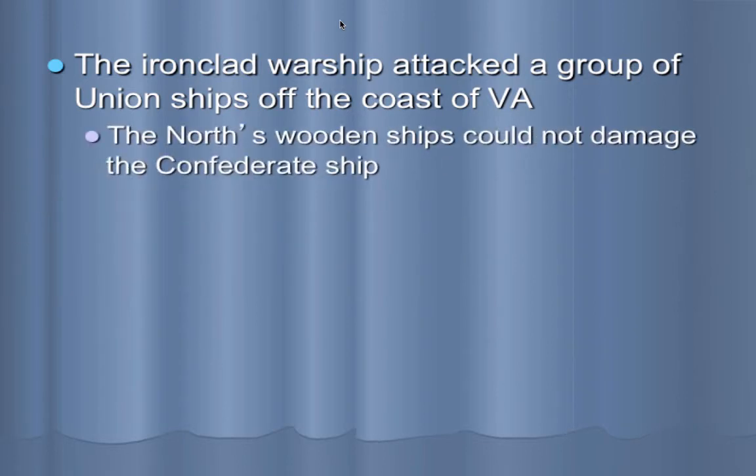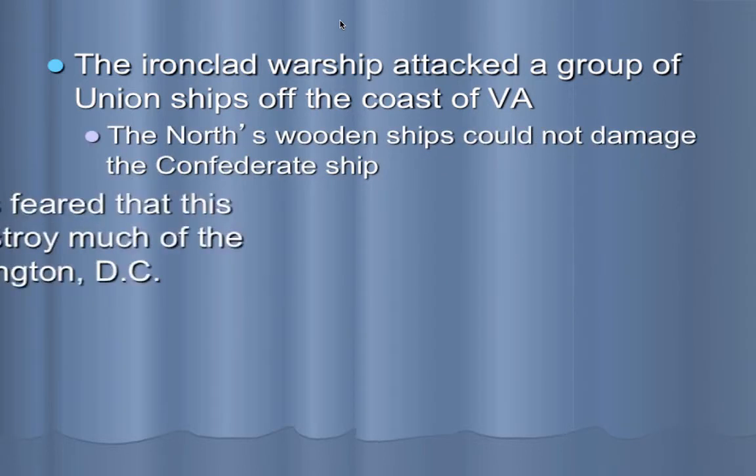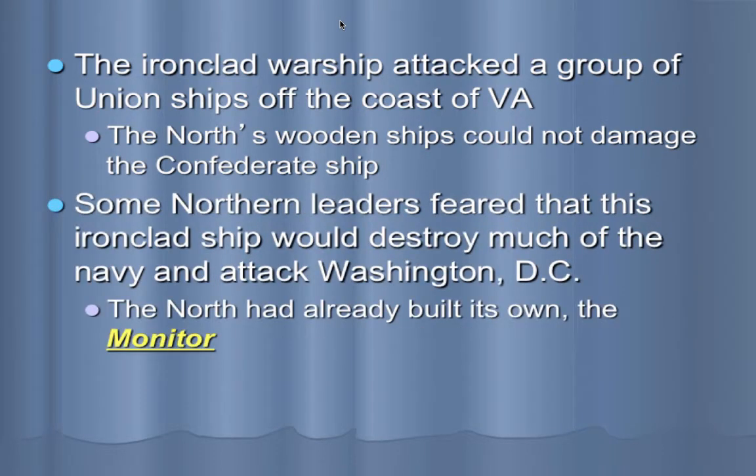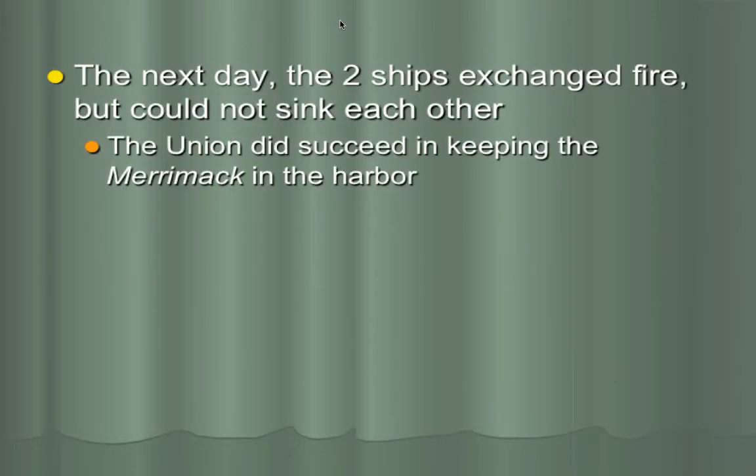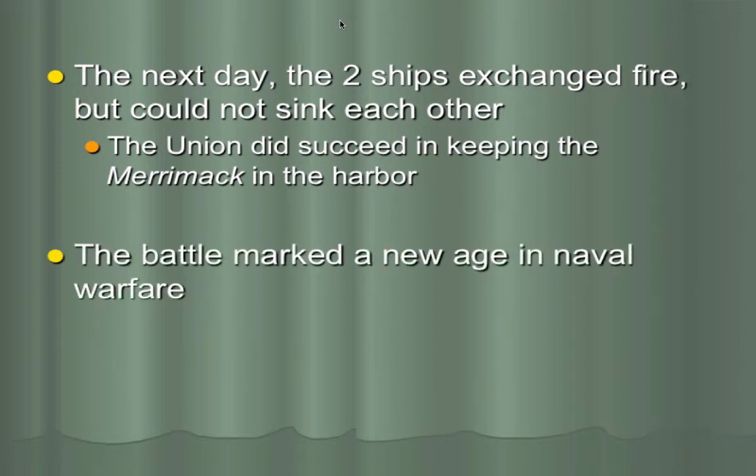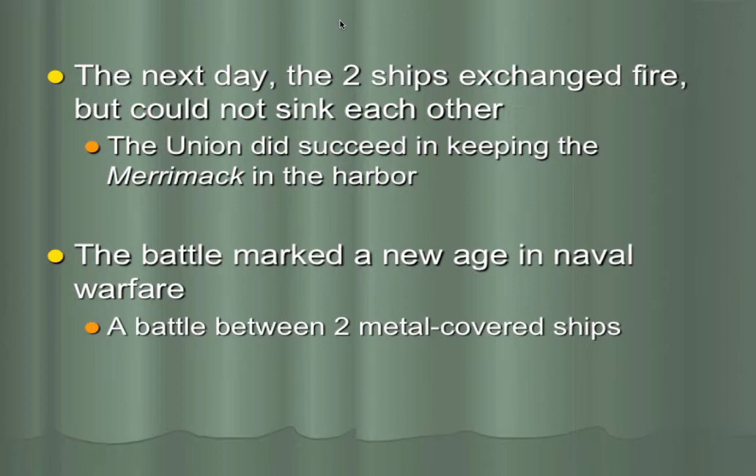Now, it attacked a group of ships off the coast of Virginia, and northern ships simply could not damage this ironclad ship. So the fear was that it would attack Washington, D.C. Well, the North had already built its own ironclad ship called the Monitor, and the Monitor rushed forward to fight the Merrimack, the Virginian. Monitor is the North's ironclad ship. Now, on March 9th, the two ships exchanged fire, but they can't sink each other. But what it did do is that the southern Merrimack was kept in harbor. And so it couldn't go out and torture all the other Union ships that weren't ironclad. And it also marked a new age in naval warfare. The first time that we have a battle between two metal-covered ships. It's the first time in history.